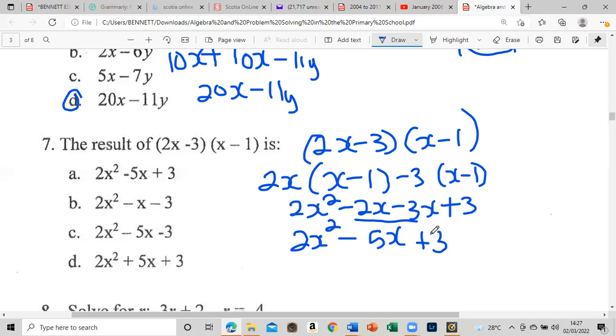Alright, let's look at the options now. That looks like option E.